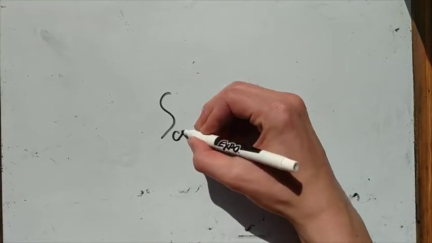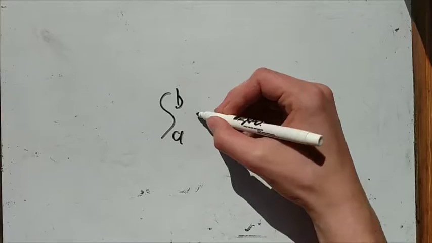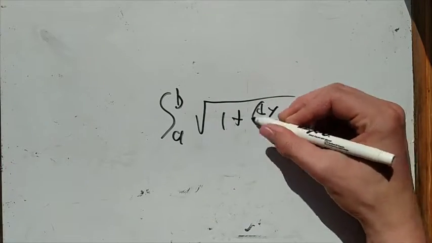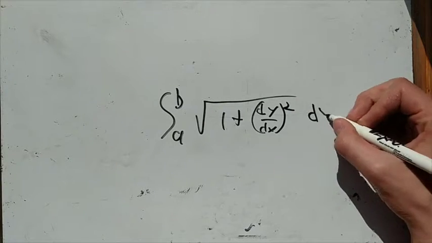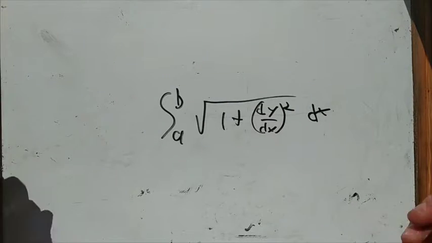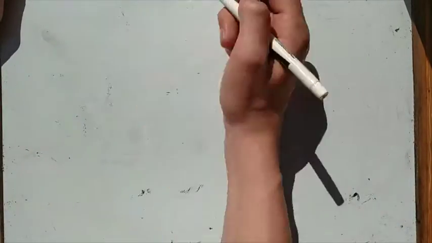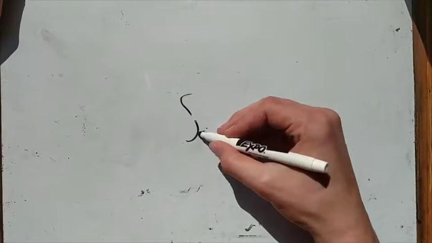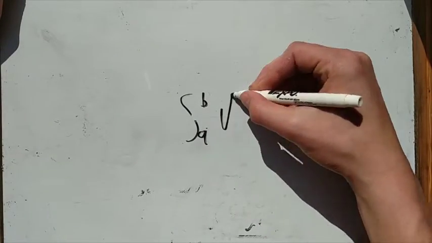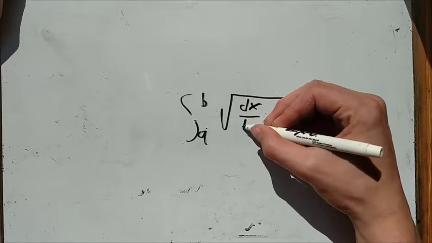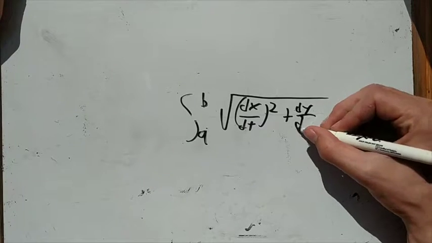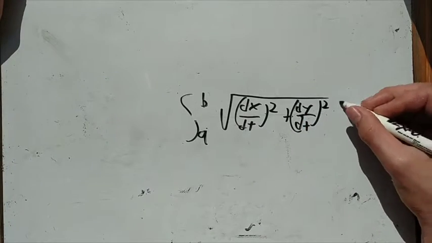Three equations today. The first one, for Cartesian coordinates, is the integral of the square root of 1 plus dy over dx squared, dx. So that's for Cartesian coordinates. The next one, for parametric coordinates, from a to b, is the square root of dx over dt squared plus dy over dt squared, dt.